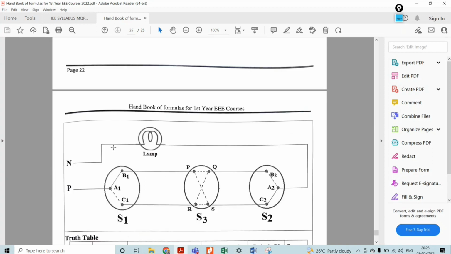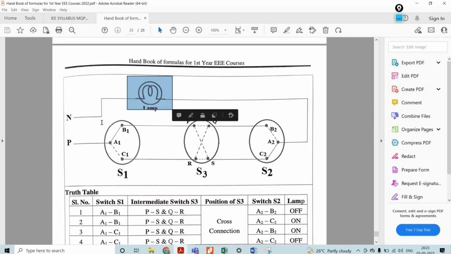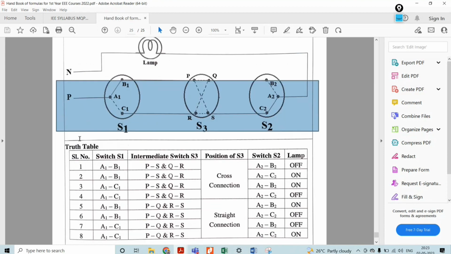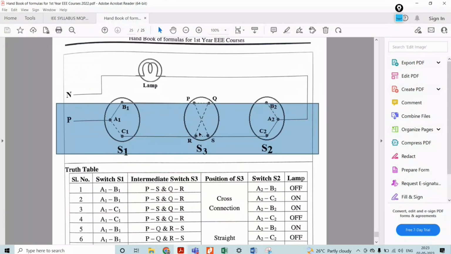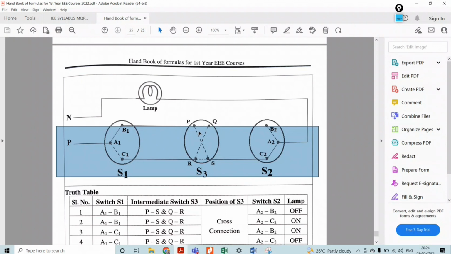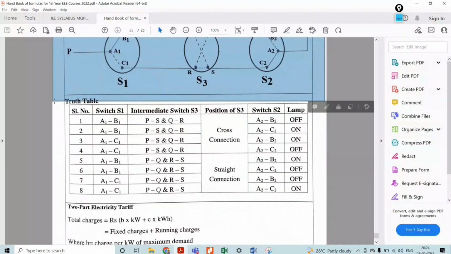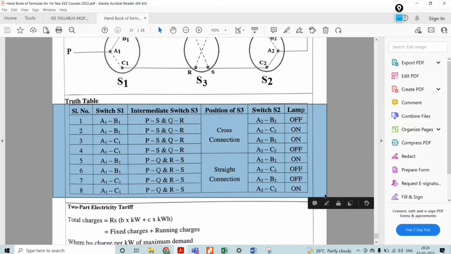Three-way control of the lamp. What does it mean? One lamp can be controlled from three different places. That itself is called a three-way control. The corresponding truth table will be provided. Examples are an auditorium, a function hall, a godown, and large laboratory spaces. These are the different applications where we can make use of this three-way control, corresponding to the truth table.